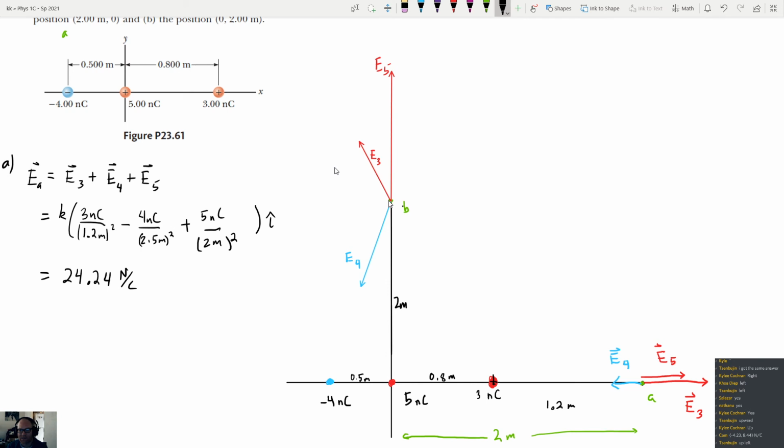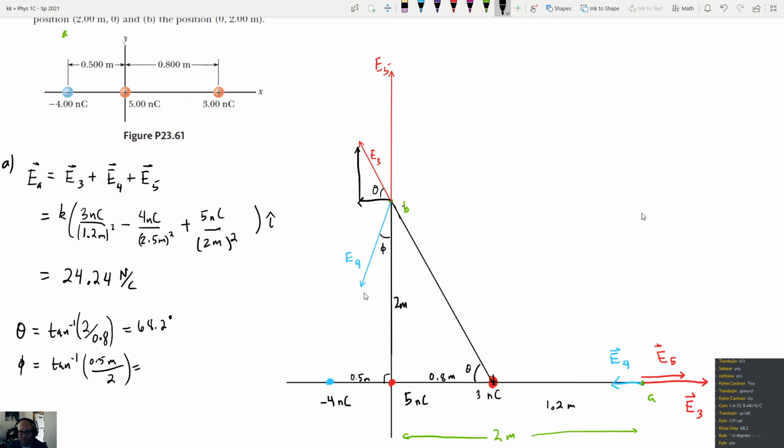Okay, the rest of the things we need to do then is, well, this is how I would do it. And personally, I think it's an easy thing to do. Let's also write in here that we're going to have components for E4. One component's going to go that way, and the other component's going to point straight down that way. Okay, so those are our components for those.